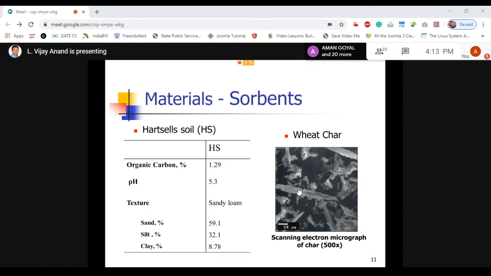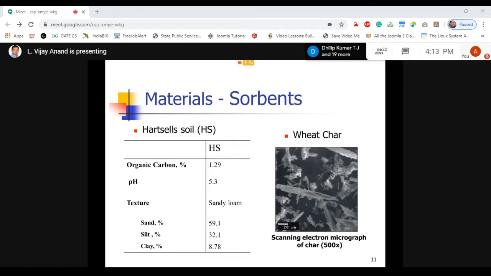So the soil that we used is actually acronymed as HS. It's classified as hard silt soil, and its characteristics are provided here. It has an organic carbon of 1.29, which is a low amount of organic carbon, and a pH of around 5.3, and the textural classification indicates it's predominantly relatively coarser sandy loam. The clay fraction is relatively less.